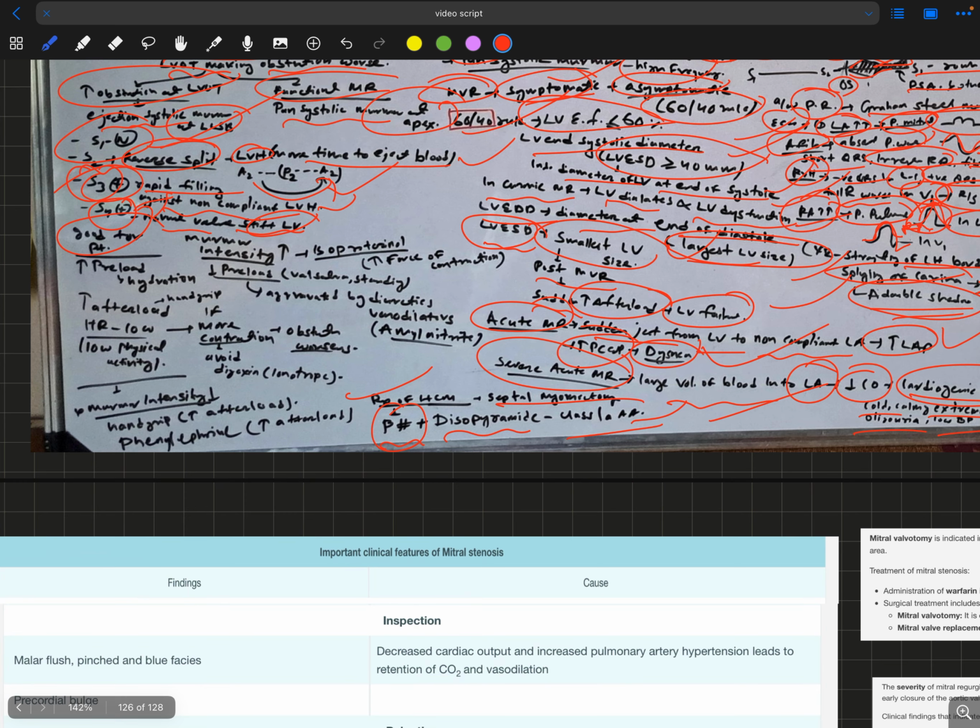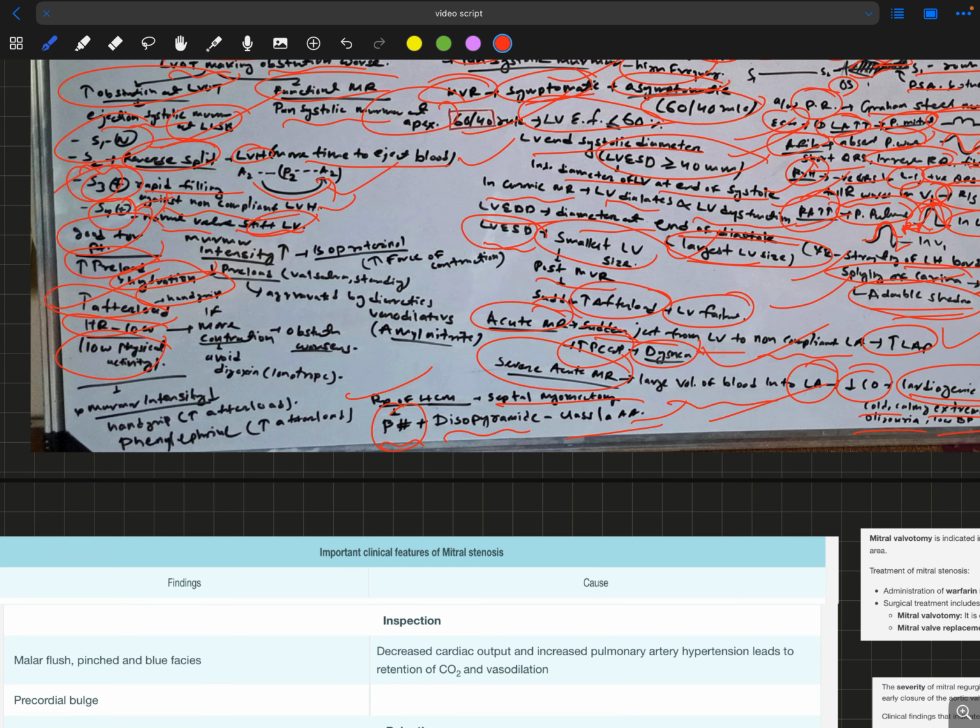What is good for the patient is increased preload, so increase hydration, and increased afterload, like hand grip exercise. Heart rate should be low, with low physical activity. When there is increased preload, the volume is more inside the left ventricle, so there will be less obstruction.